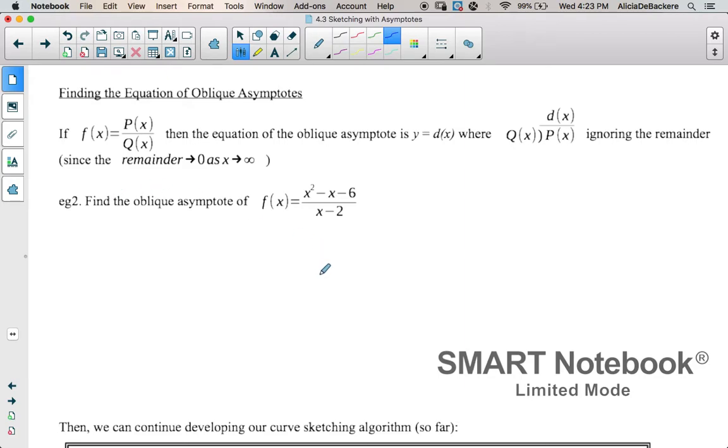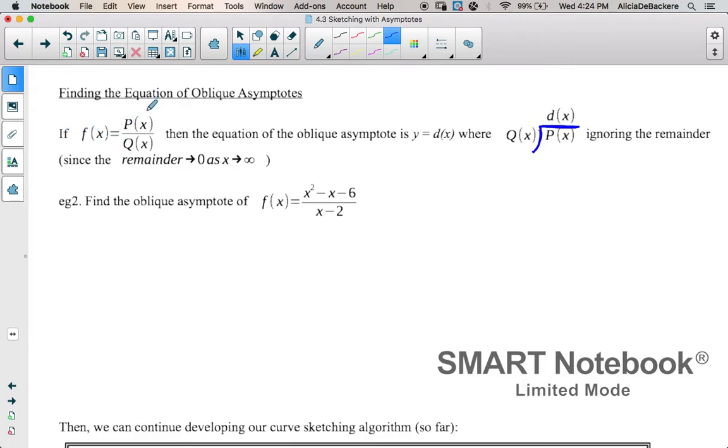Oh, sorry, I forgot about this part. First we're going to talk about oblique asymptotes, and then we'll apply all of our knowledge to some questions. So finding the oblique asymptotes, you may have covered this in advanced functions. I know it's one of the things that I removed this year. This is a division line.